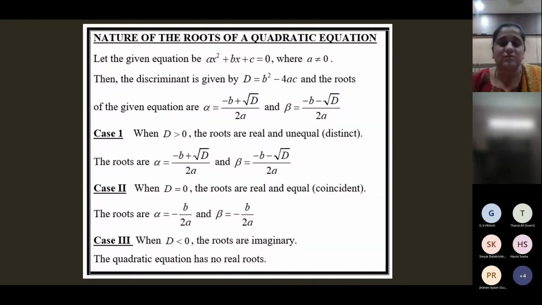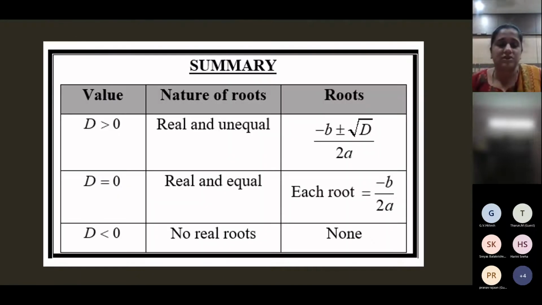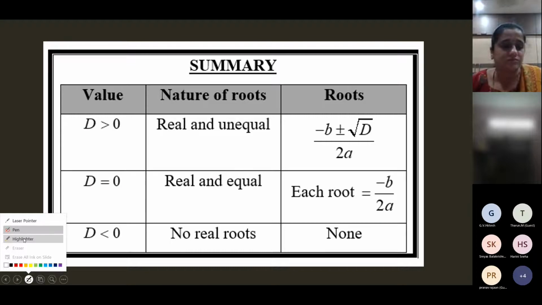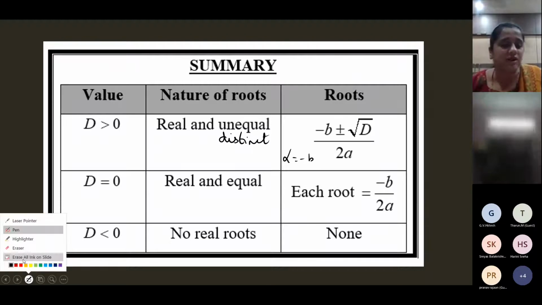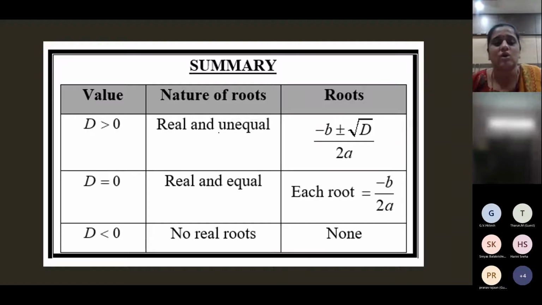Now, this table will tell you. So when the value of D is greater than zero, real and unequal roots, unequal or distinct roots. And the roots are like this: alpha is equal to minus B. One minute, I'll just write this and then you take a screenshot. Unequal is also called distinct. Remember that, distinct. And here alpha is equal to minus B plus root D by 2A. That's the quadratic formula, you know it. And beta is equal to minus B minus root D by 2A.